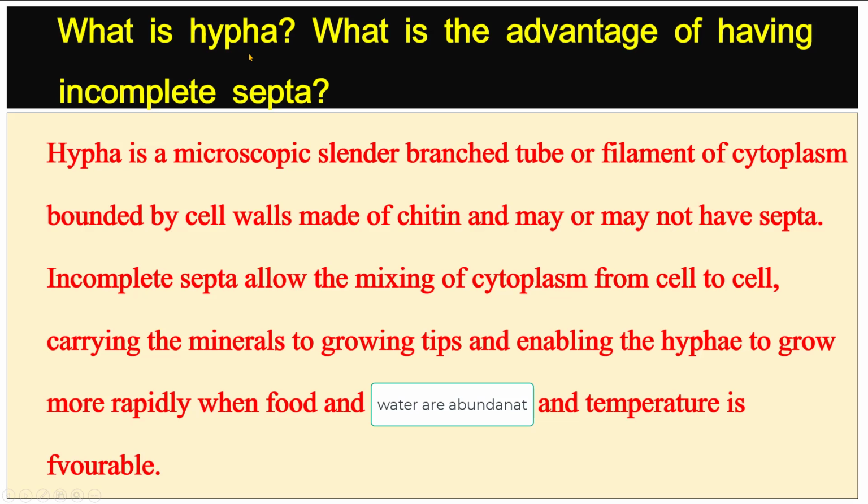What is hypha? What is the advantage of having incomplete septa? Hypha is a microscopic slender branched tube or filament of cytoplasm bounded by cell walls made of chitin and may or may not have septa. Incomplete septa allow the mixing of cytoplasm from cell to cell, carrying the minerals to growing tips and enabling the hyphae to grow more rapidly when food and water are abundant and temperature is favorable.